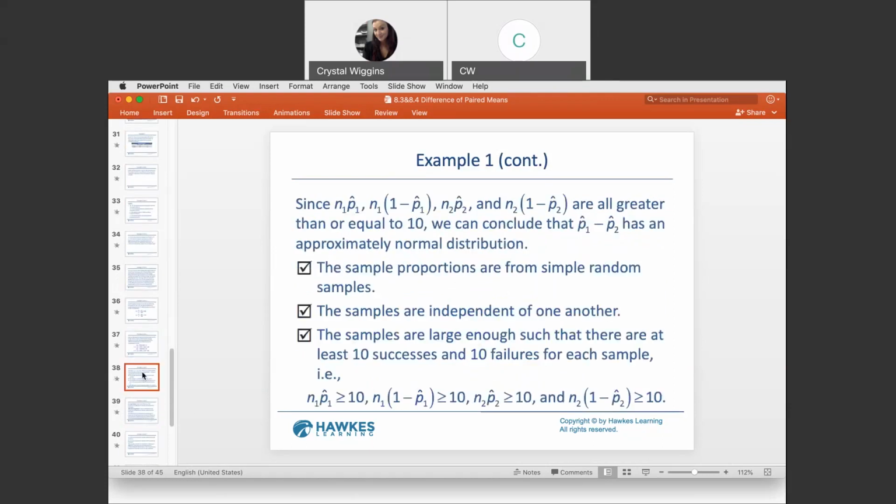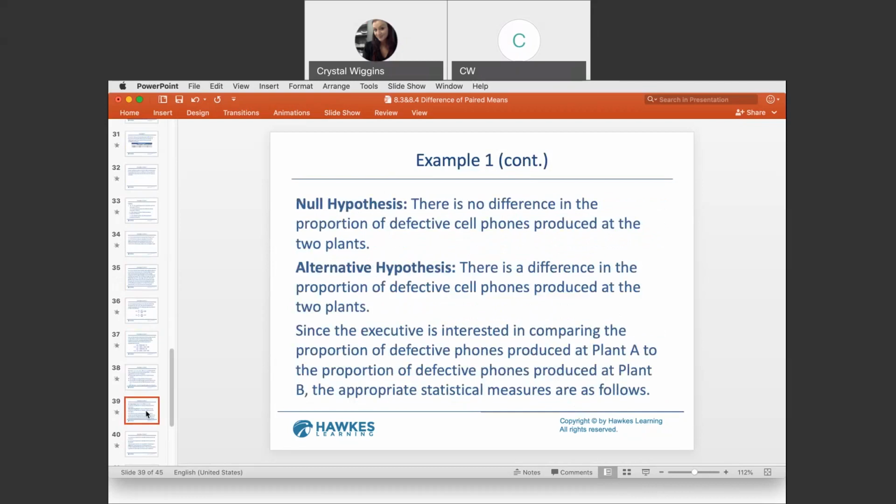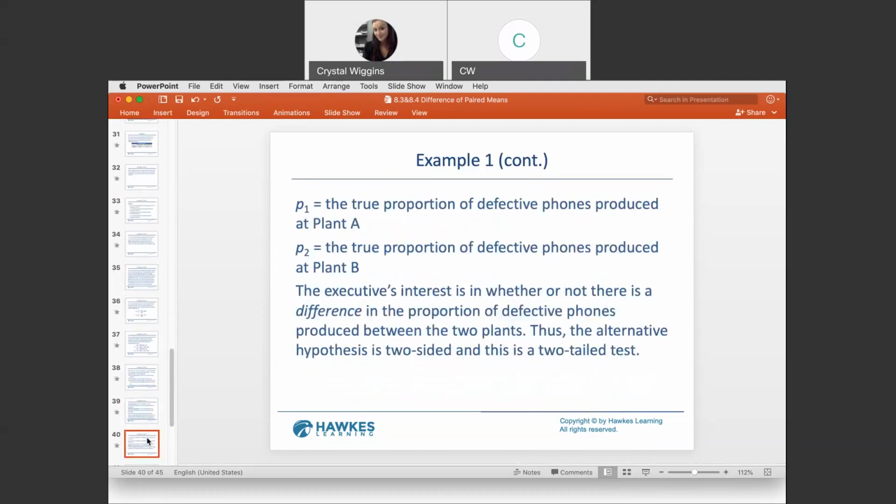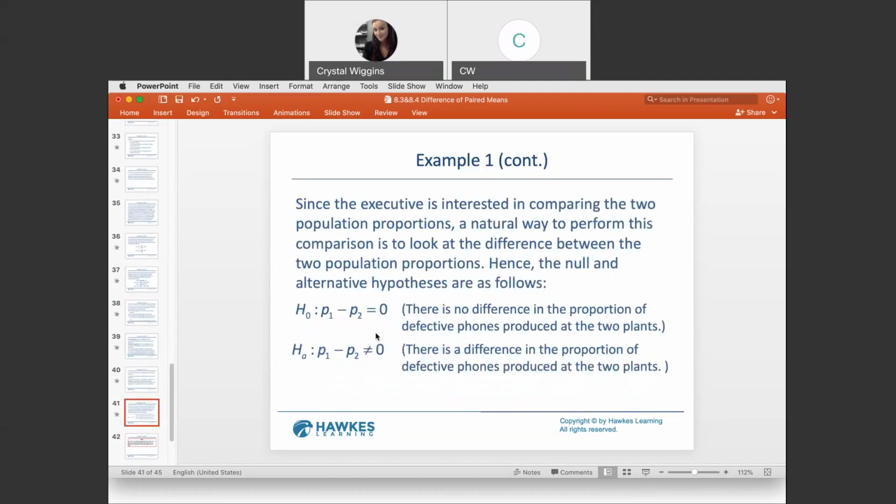So marking off our assumptions, the sample proportions are from simple random samples. They're independent of one another, and they meet the criteria of the central limit theorem. The null hypothesis indicates there's no difference in the proportion of defective phones between the two plants, while the alternative says that there is a difference. Since we don't care which way the difference is, it's a two-tailed test. We would see that by an equal sign in the null and a not equal sign in the alternative.